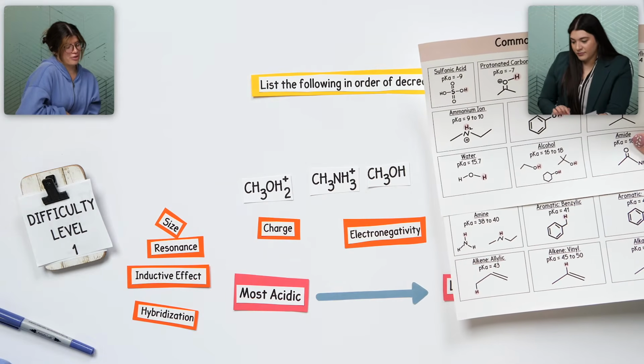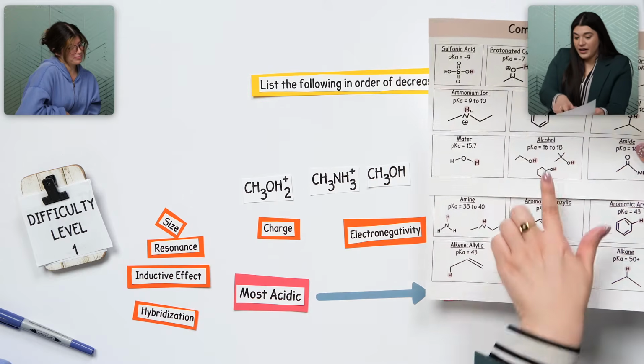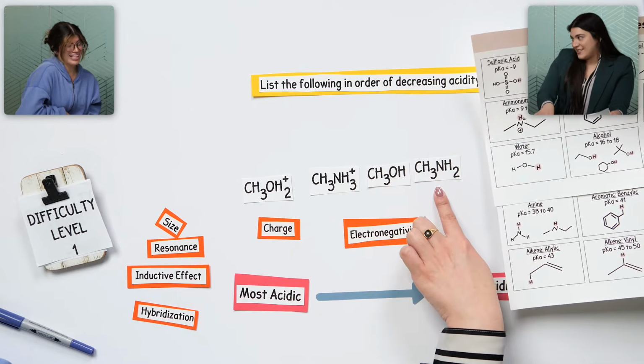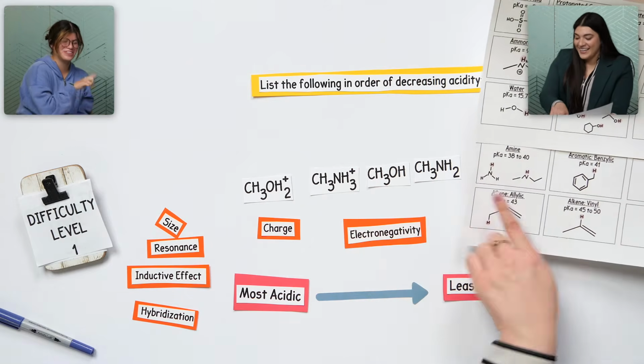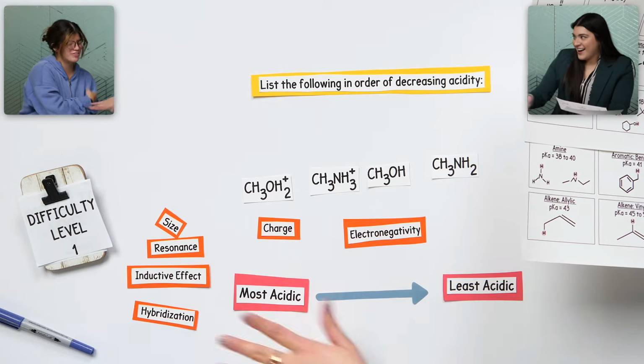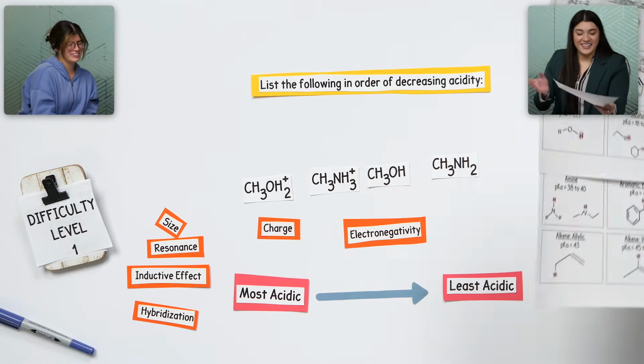What's this guy? That is also an alcohol. Good. So that's an alcohol. I know that's roughly 16. And then keep going down. Now what's this? That's an amine. That's an amine. Good. So that would have been 38. That makes sense why it's at the end. Yeah, that clicks. Great.